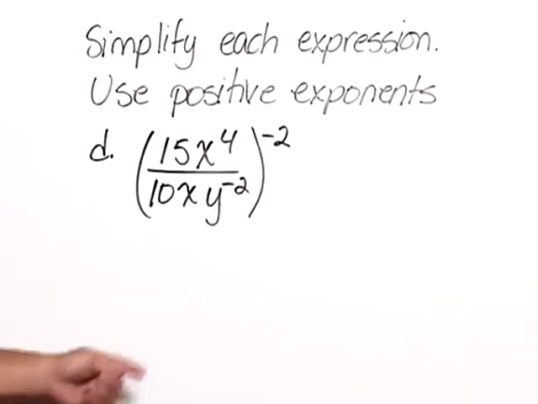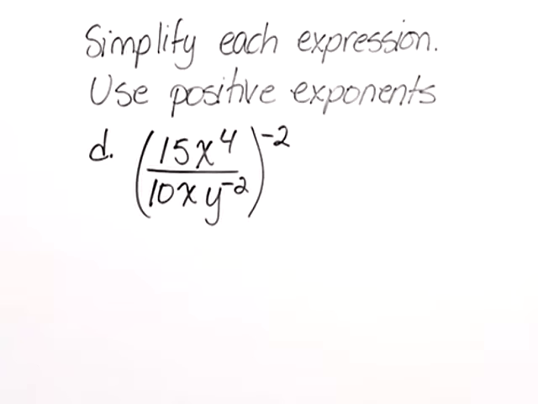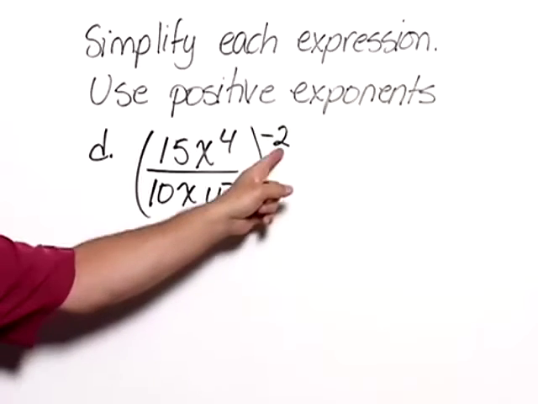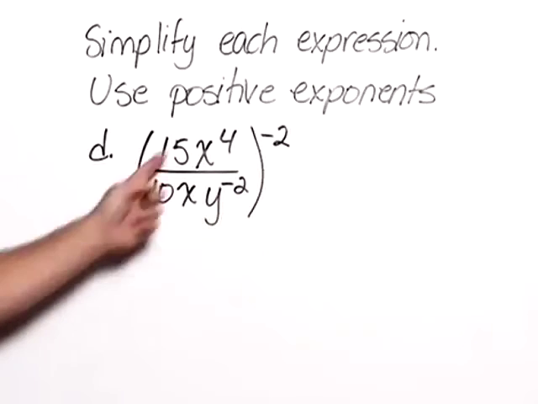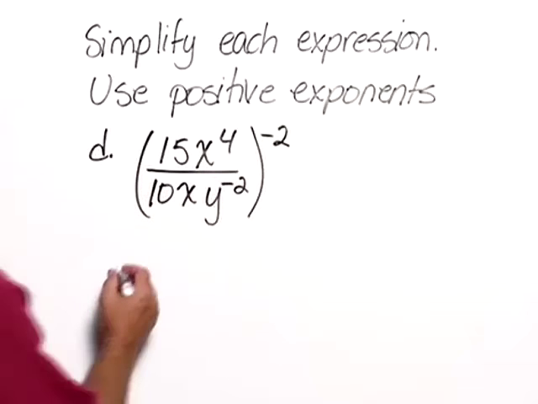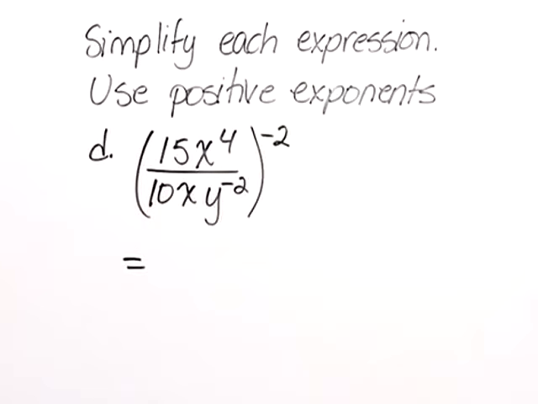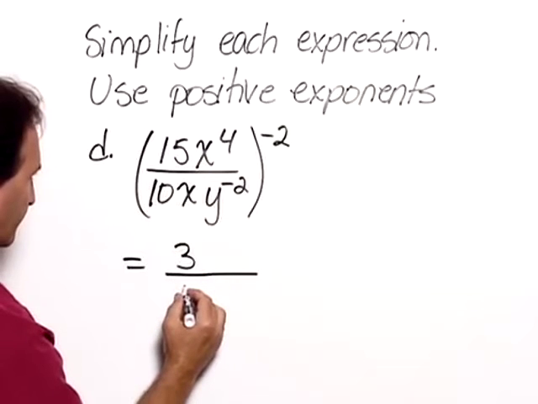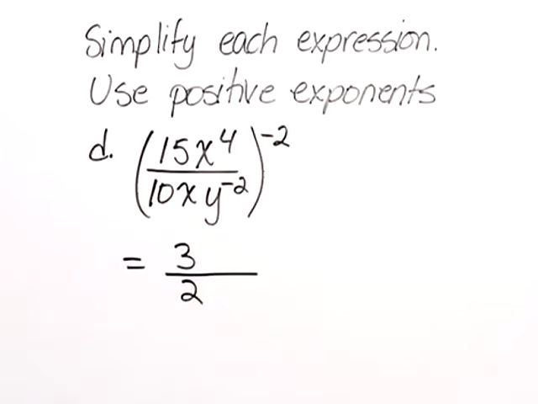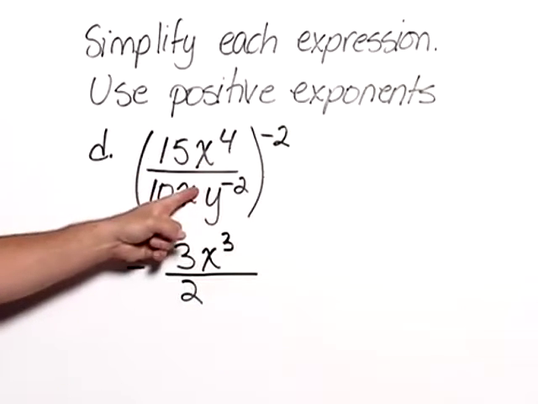For part D, we have the fraction 15x to the 4th divided by 10xy to the negative 2, that quantity raised to the negative 2 power. Let's simplify what's inside the parentheses first. So, in doing so, we have 15 over 10. Each of those is divisible by 5. 5 into 15 is 3, and 5 into 10 is 2. Now, in terms of the variables, we have x to the 4th divided by x. That becomes x cubed because we subtract 4 minus 1.